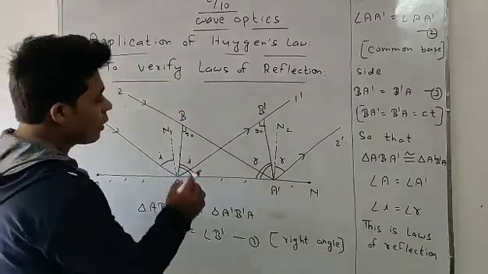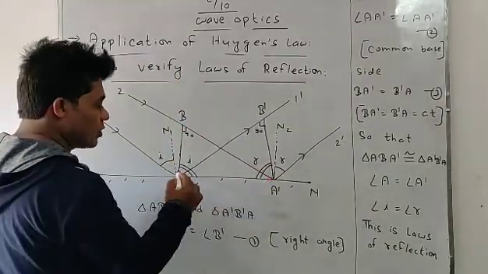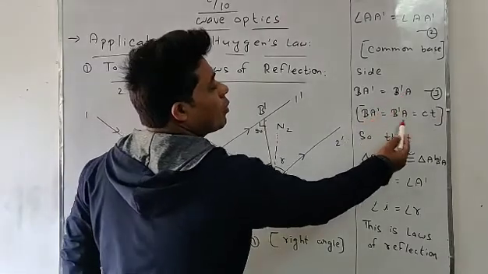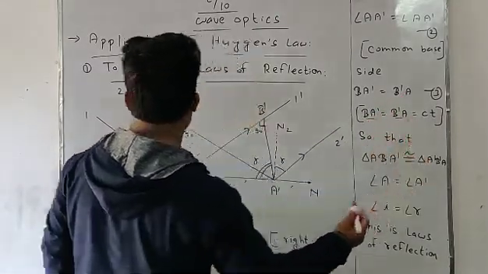Now the third one, BA' will equal AB'. Why? Because what is the form of distance?